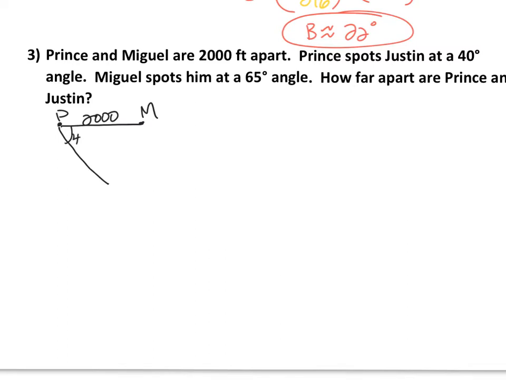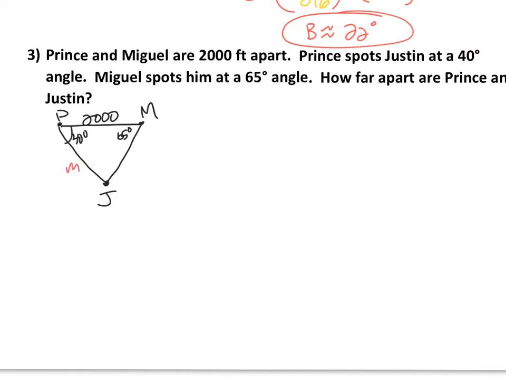So 40-degree angle to Justin. Miguel spots him at a 65-degree angle. We want to know how far apart are Prince and Justin. So we're looking for this right here, Prince and Justin. That's our M.